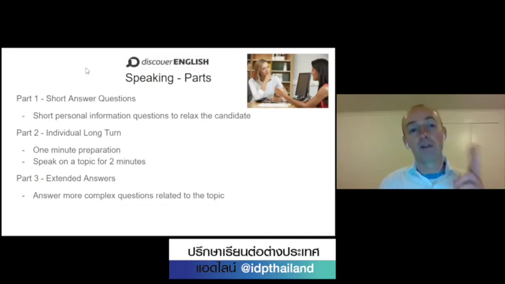Part 2 is the individual long turn, shall I say, individual long turn. This is the part that scares most candidates. You're given 1 minute preparation time. You have to speak on the topic for 2 minutes. And then part 3, the extended answers. They are usually related to the topic that you've spoken about in part 2. And it's called a discussion, but it's not really a discussion. It's just you talking. It's the candidate speaking.